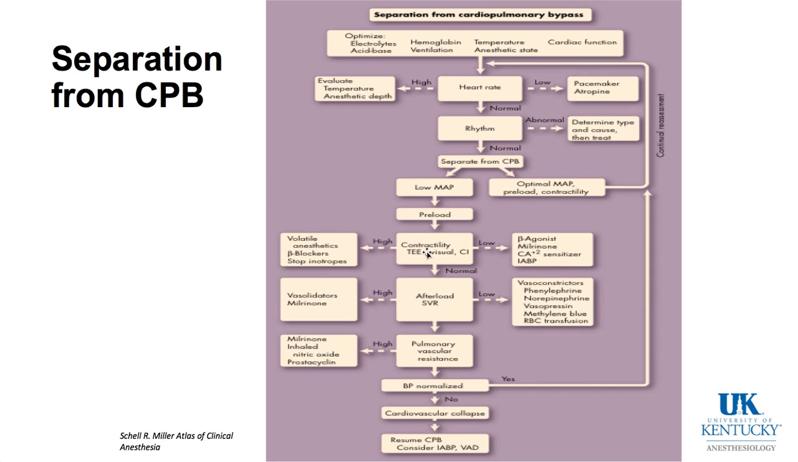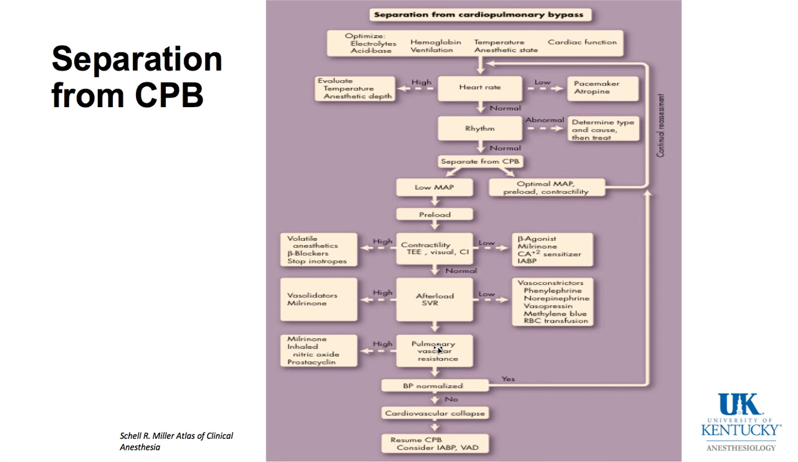If contractility is normal but blood pressure is low, then you need to think, okay, maybe the blood pressure is low because they're just vasodilated. And if they're vasodilated, you may need to add a vasoconstrictor like phenylephrine, norepinephrine, vasopressin, and in severe vasoplegia, you can bind nitric oxide with methylene blue. And if the afterload is high, we may have to use vasodilators or milrinone, but that usually would not contribute to a low blood pressure.